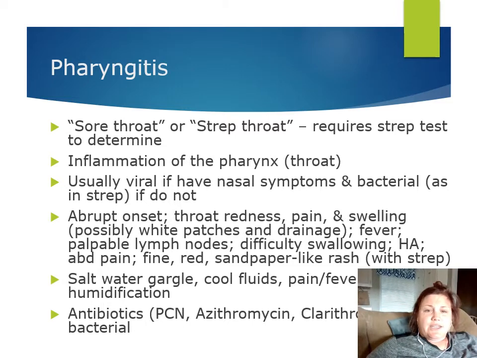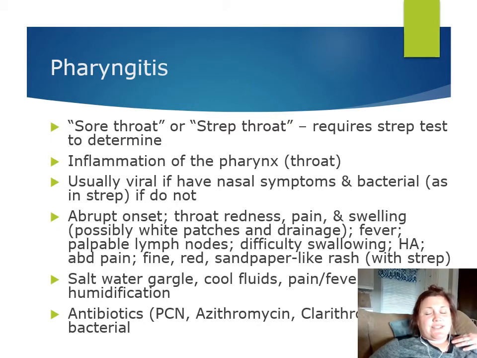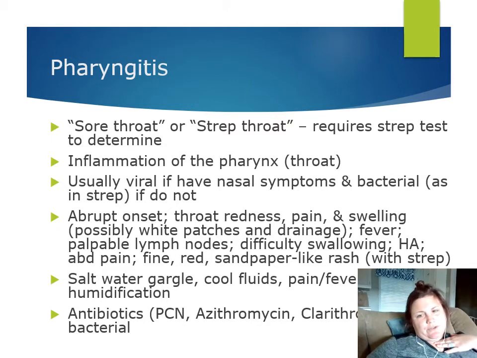If it's viral, it usually is accompanied by nasal symptoms. So if they're having a lot of nasal drainage or congestion in addition, then it's likely viral. If that's not present, it's likely bacterial. It can have a very abrupt onset. You can go to bed, or even have a child lay down for a nap, and then wake up with all of these symptoms manifesting.